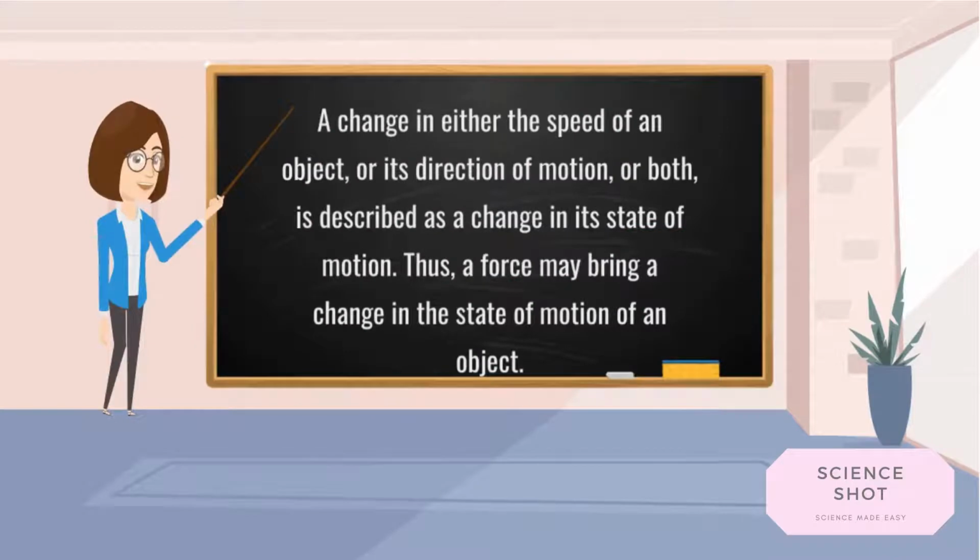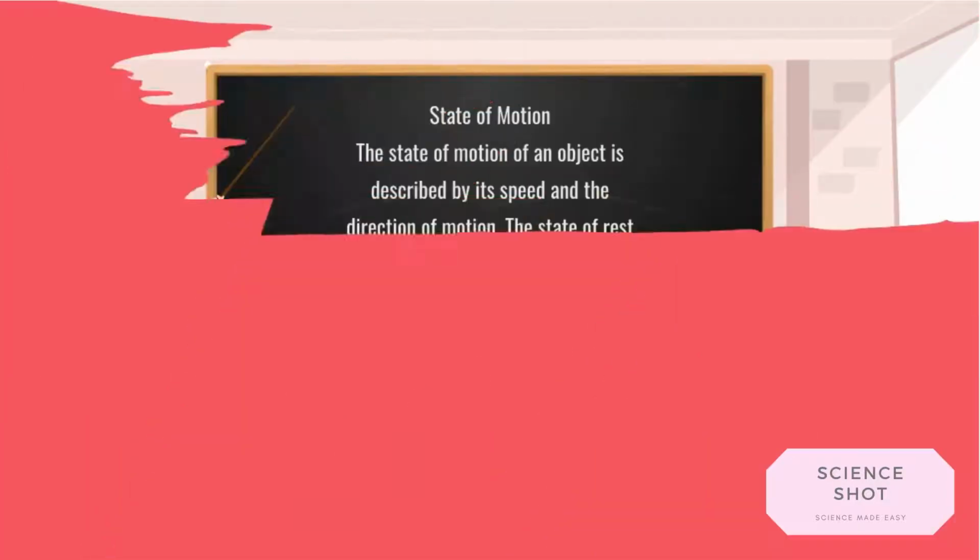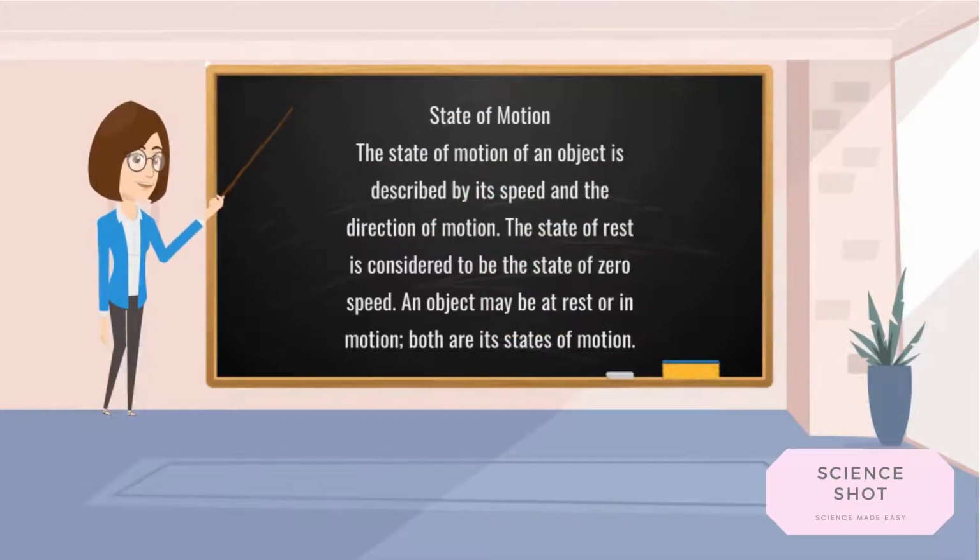This change in speed or direction of motion or both is described as a change in its state of motion. Force results in change in the state of motion of an object. The state of motion of an object is described by its speed and the direction of motion. The state of rest is considered to be the state of zero speed. An object may be at rest or in motion, both are its states of motion.